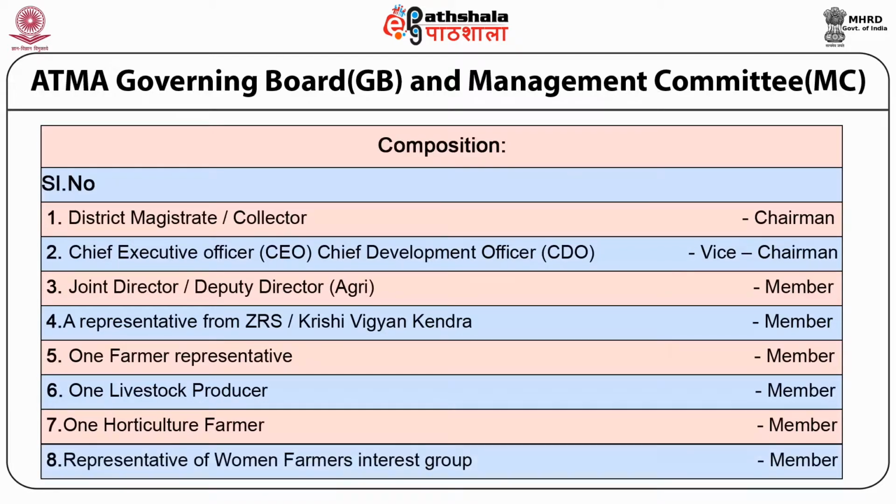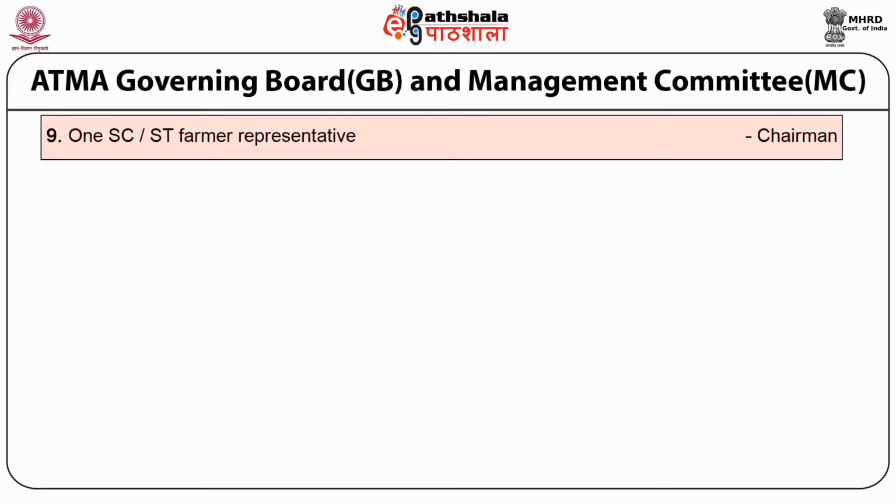One representative of women farmers is a member of ATMA. There are women farmers' interest groups, and one member will be there to represent the women of that particular district. And there is one representative of scheduled caste and scheduled tribe farmers, so that the downtrodden sections of society are also taken care of while planning and implementing the programs at district level.